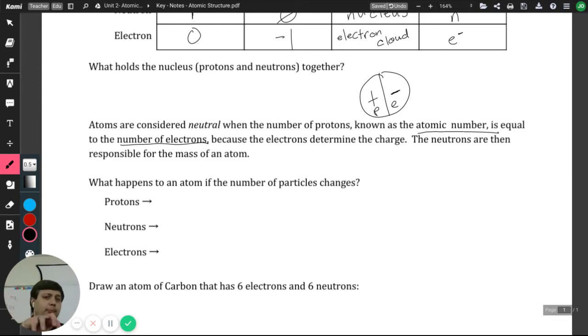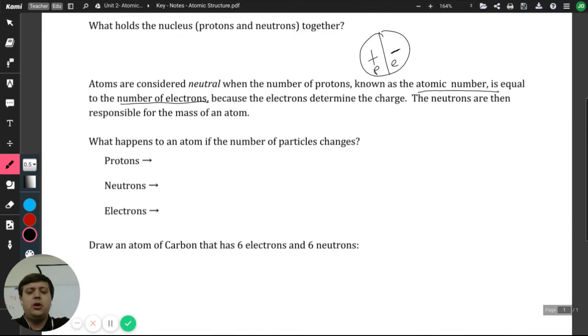You know the building blocks of it. So what happens? What do I do with that? Well, what happens in an atom if I change these different subatomic particles? If I change my number of protons, that changes my atomic number. Well, what is atomic number? Atomic number tells me the identity of that atom.